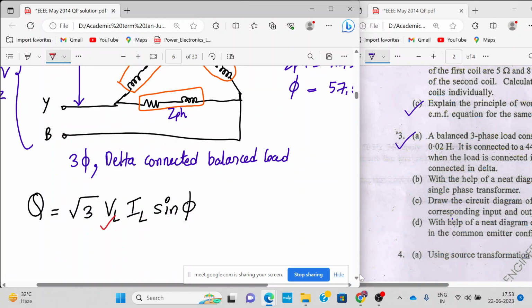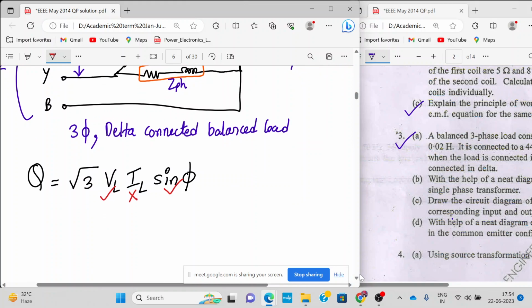VL is known to you. It's 440. IL is not known to you. Sin phi you can calculate because you have the phi value. So you have to calculate IL. Okay, so let's begin. So in a delta, this is what we need to find out.